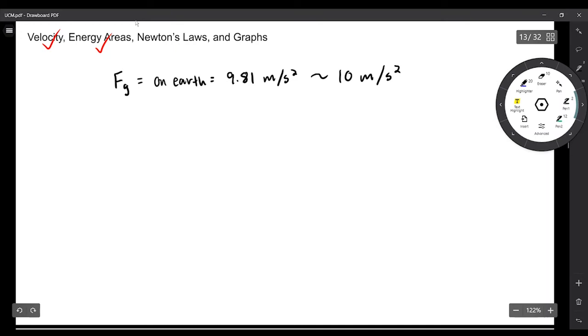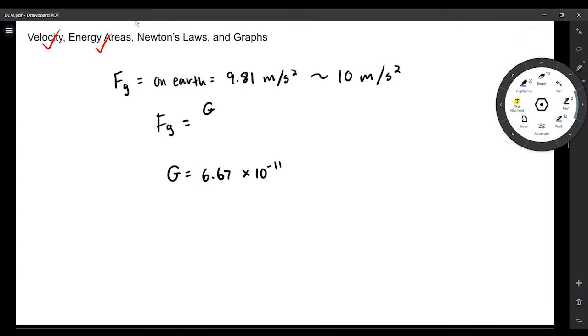The way we calculate this on different planets that are not Earth is to take a gravitational constant, G, and G equals 6.67 times 10 to the negative 11, and its units here, it's a mouthful, Newton meters squared per kilogram squared. So G, M1, M2. And M, we know, is mass, but what is 1 and 2? Well, universal gravitation, it's always between two objects.